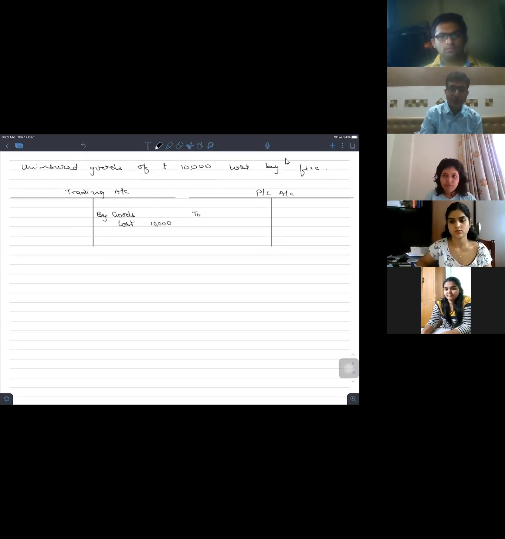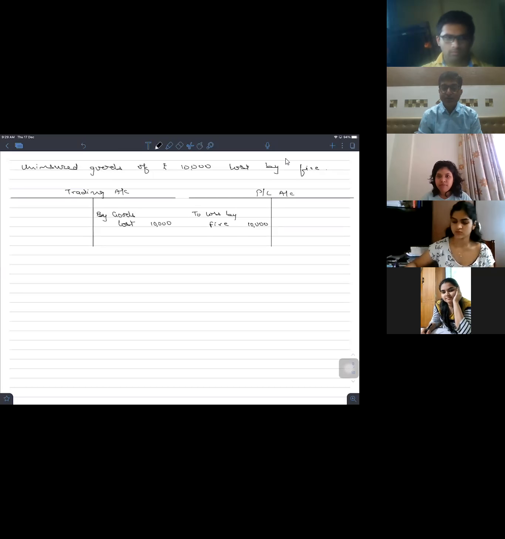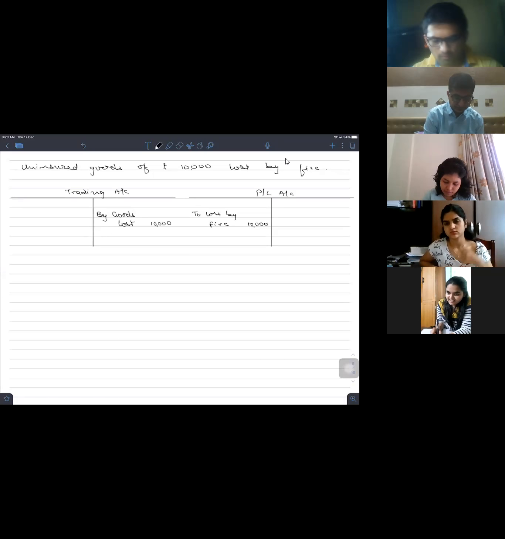Losses have to be debited or not? So to loss by fire, rupees 10,000. That's how the effect of this will be given in the final accounts. But this is only for the uninsured goods. Had the insurance been there, then in that case, the effects will change. That is, suppose the adjustment is given something like this.